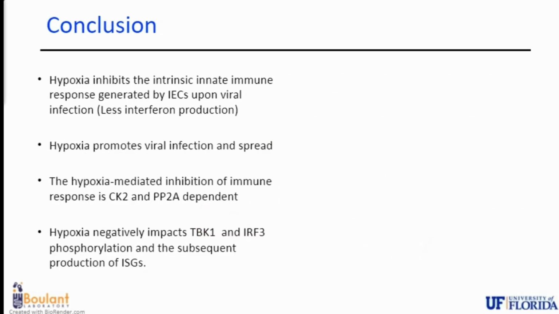To conclude, what I showed you in this presentation is that hypoxia inhibits the intrinsic innate immune response generated by intestinal epithelial cells upon viral infection. So there is less interferon production. Hypoxia promotes virus infection and spread. The hypoxia-mediated inhibition of the immune response is CK2 and PP2A dependent, and hypoxia negatively impacts TBK1 and IRF3 phosphorylation and the subsequent production of interferon. I apologize for that, it should actually be written interferon here.